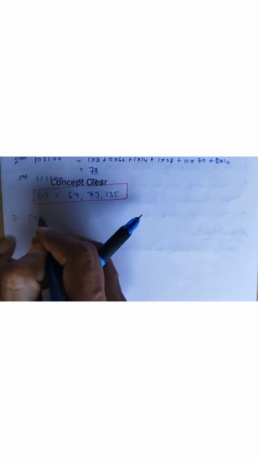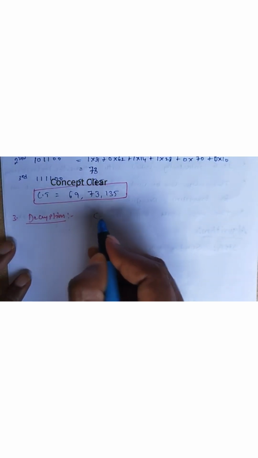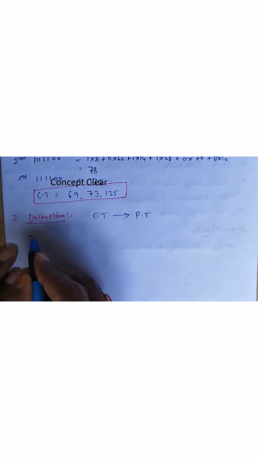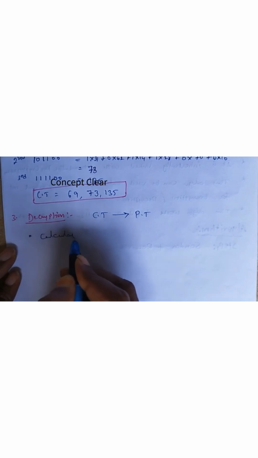And next one is the decryption algorithm. What is the decryption algorithm? Decryption algorithm is nothing but converting ciphertext into plain text. In the decryption algorithm, we need to take the ciphertext and we have to get the plain text. Okay, here we have to calculate the n inverse value.